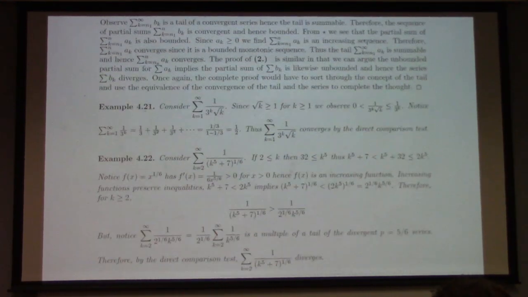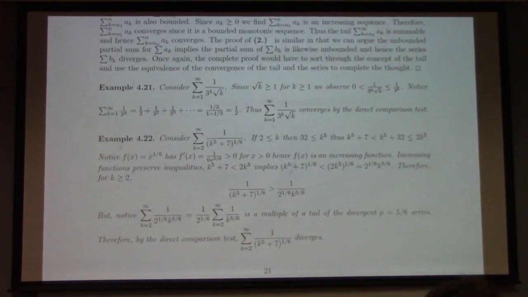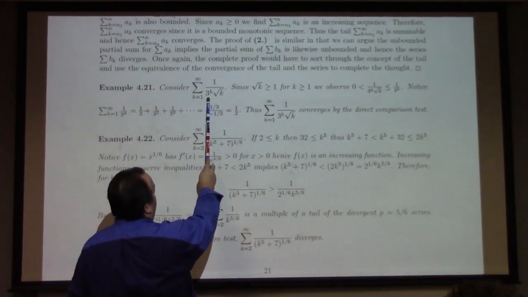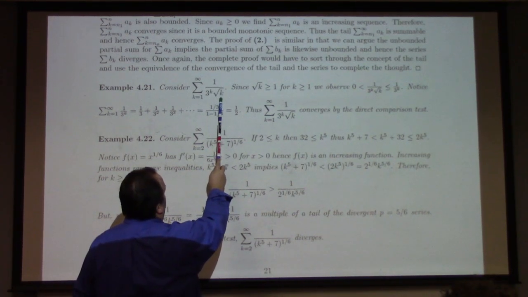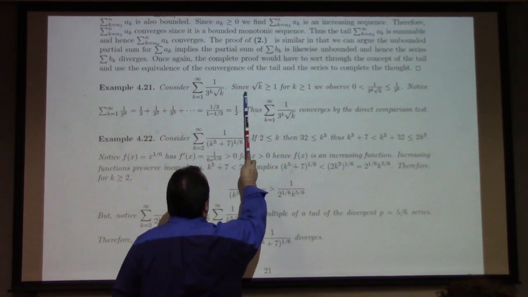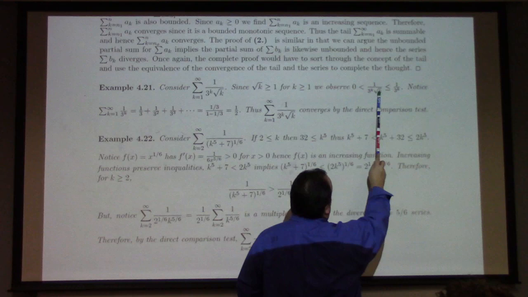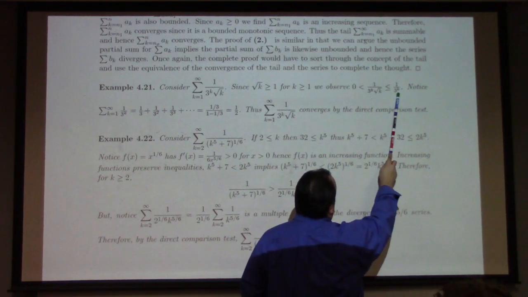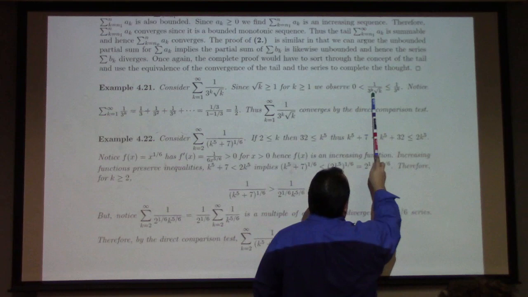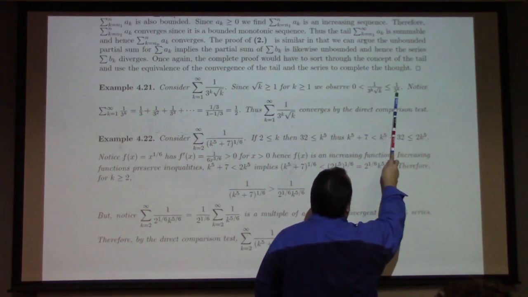I have a couple more examples here I wanted to look at with you guys. So the one was this 1 over 3 to the k, square root of k example. This is a nice example, and pretty simple. Basically the idea is, the square root of k is greater than or equal to 1, right? So if I get rid of the square root of k, I've done what? I've made the denominator smaller, hence the fraction larger. So I can directly compare series built from this versus series built from that.